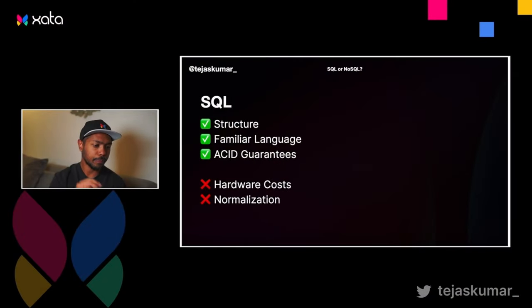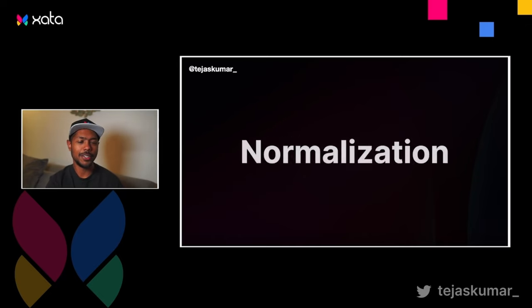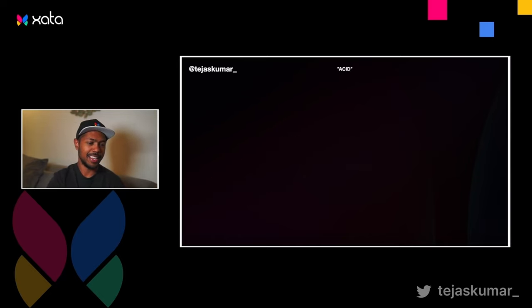Number two, normalization. What is normalization and why is it a con? I thought this was a good thing. Let's talk about that. So normalization, we'll talk about that after the next con, which is rigidity. My slides are weird. Whoa, something weird is happening. Look at that.